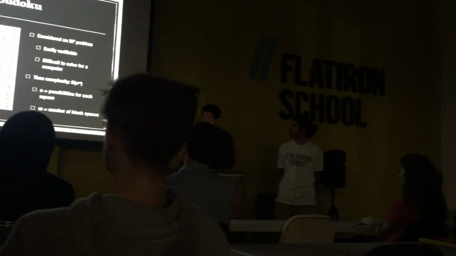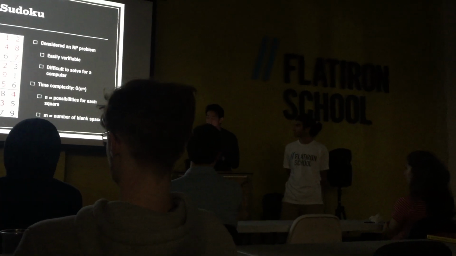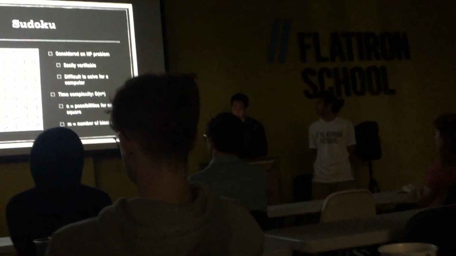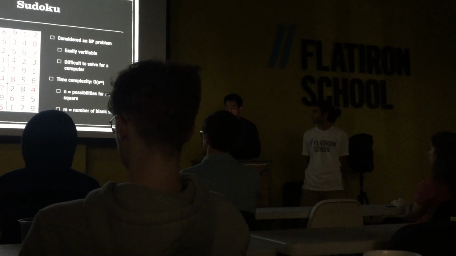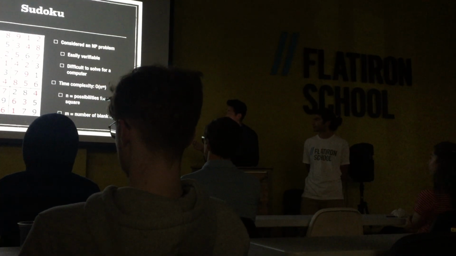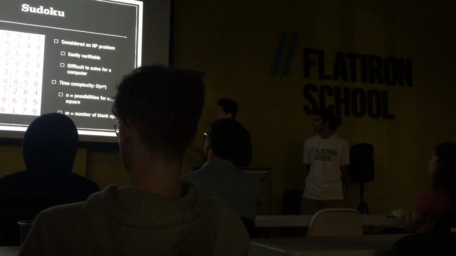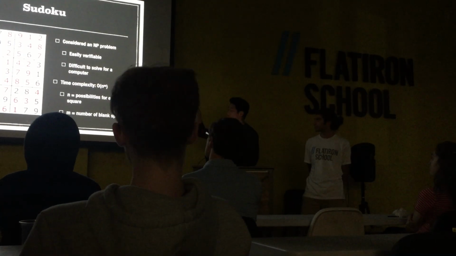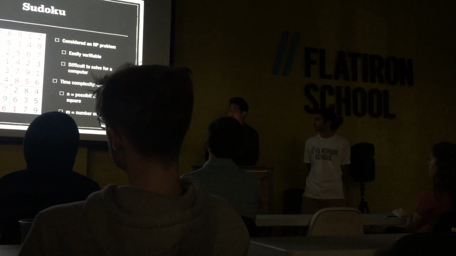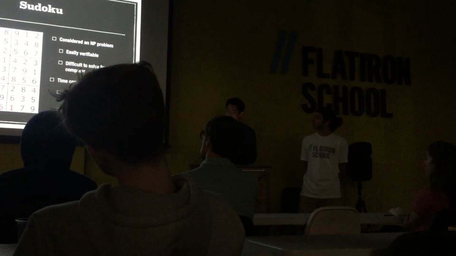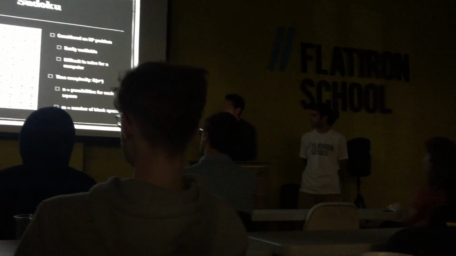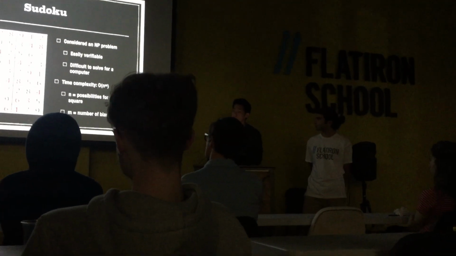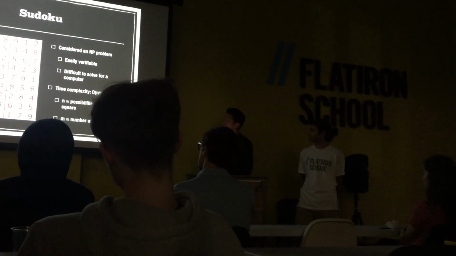So yeah, it's considered an NP problem. It's easily verifiable, so if you solve it and feed the numbers into the computer, it's smart enough to go, okay, every row needs to have numbers 1 through 9. Every, I don't know what you call it, a quadrant. It's not really a quadrant, but every 3 by 3 matrix needs to also have numbers 1 through 9. So it's very easy to verify for a computer. But if you give it some numbers and empty spaces, it's very, very hard for the computer to solve.